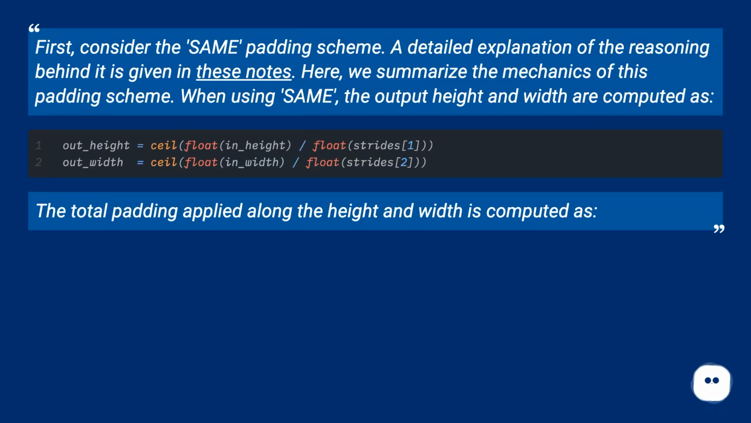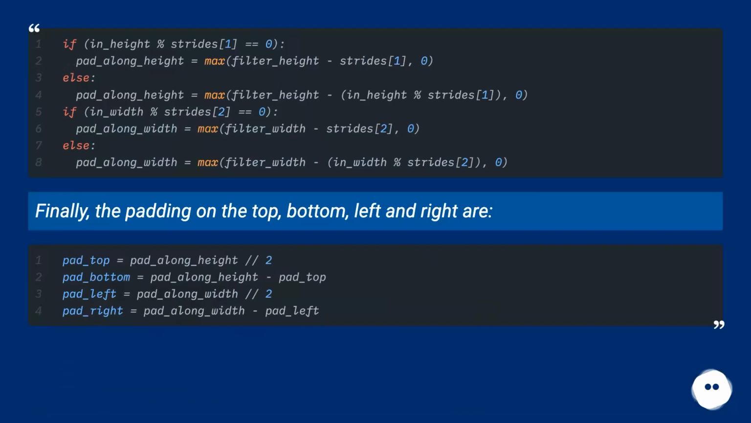When using same, the output height and width are computed as follows. The total padding applied along the height and width is computed as follows. Finally, the padding on the top, bottom, left and right are as follows.